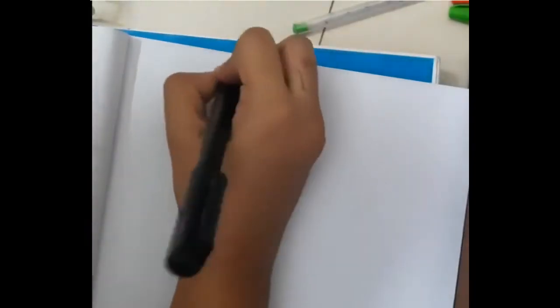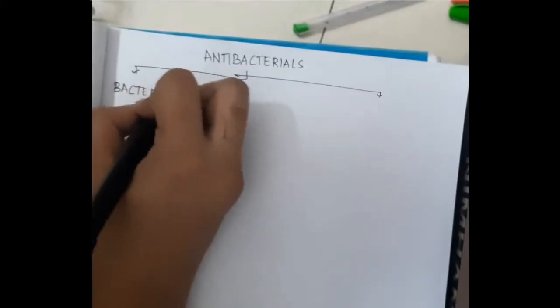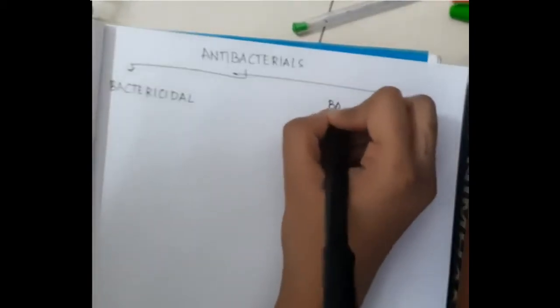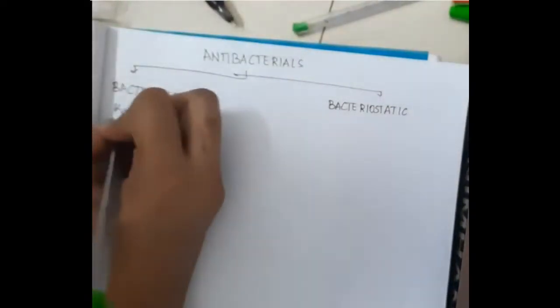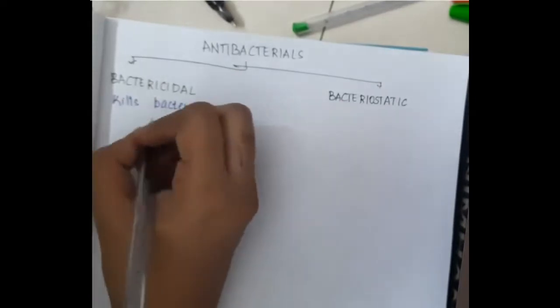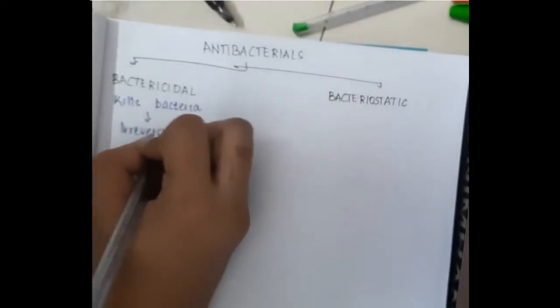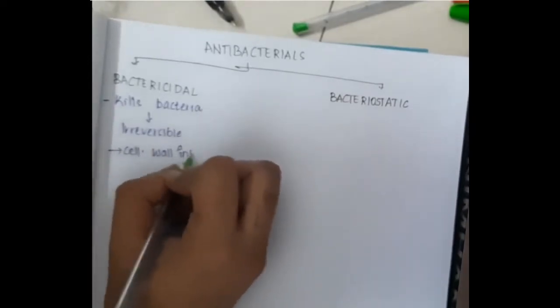Hello friends, let us now learn some important points about the antibacterials. There are two types of antibacterials. One, we have bactericidal agents. Second, we have bacteriostatic agents. Bactericidal agents will kill the bacteria and they cause irreversible killing of bacteria. These bactericidal agents also are cell wall inhibitors.